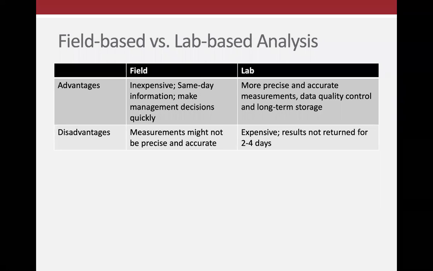Oftentimes we're talking about, say, if we're lucky, a low percentage in terms of nutrient concentration, and many times it's, say, a part per million measurement. So some kind of field-based sensor might not be as accurate as we'd have in the lab. And so the lab is really just the converse of those, right?